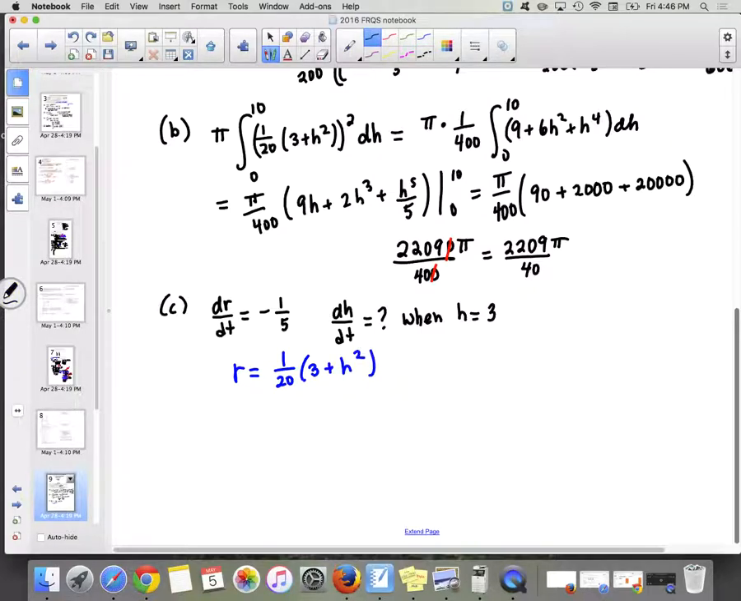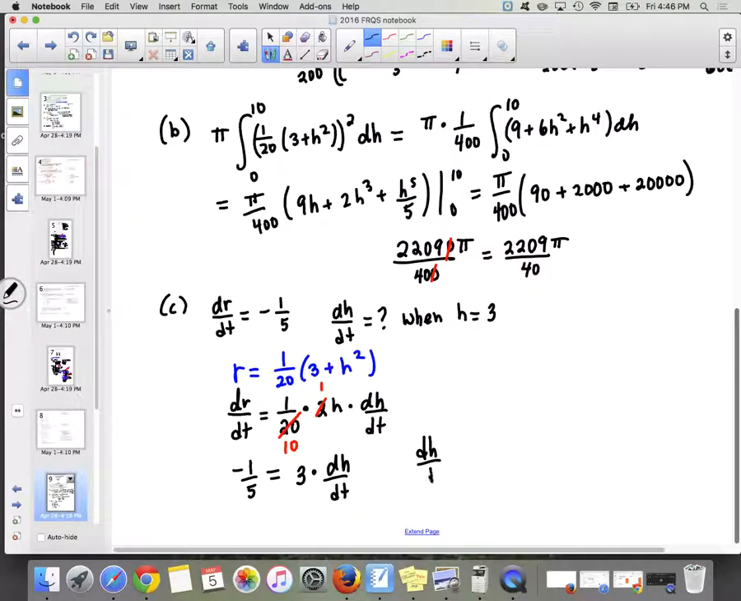And we're going to take the derivative. So I'm going to say dr over dt is equal to, kind of like product rule, 1/20 times the derivative of 3 plus h squared, which is 2h times dh over dt. And then the derivative of 1/20 is now 0, so the second part's gone. And we start reducing, so that's 10, that's 1. We said at the instant when the height was equal to 3, we're finding dh over dt, and dr over dt is negative 1/5. So when we divide it over, we get dh over dt is negative 1/15.